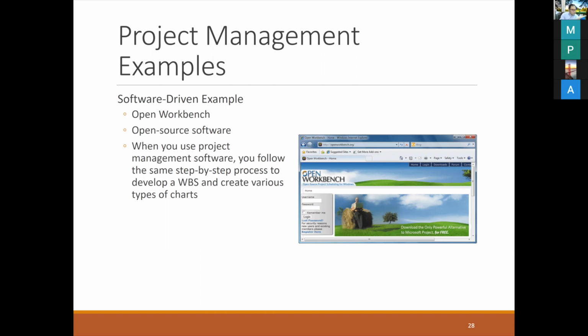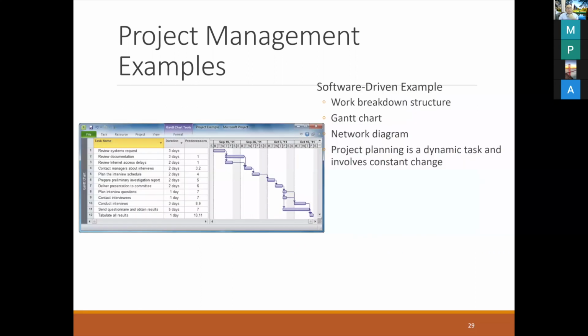When you use project management software, we follow the same step-by-step process to develop the work breakdown structure, and then we create many charts including the Gantt chart, PERT and CPM chart. So in this one, this one is called the project management. This one is called the Gantt chart.